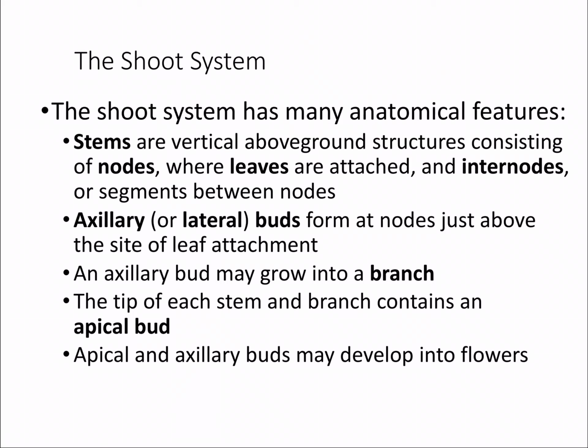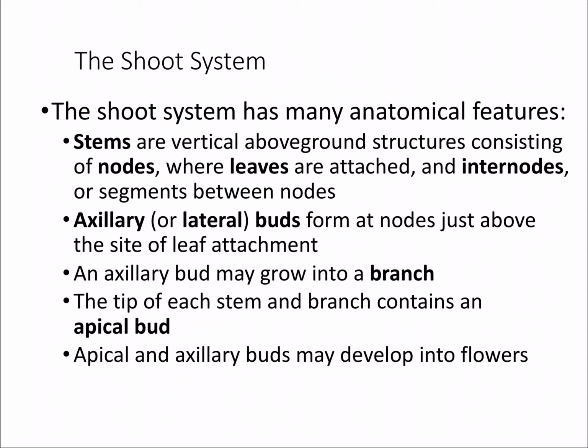So in terms of the shoots, so those are all the roots. Now let's look at the shoots. Lots of anatomical features here. So I mentioned some of this already, but we've got the stems being the vertical above ground structures of nodes where leaves are attached. Okay, in between those nodes, we've got internodes. Right. Coming off of the nodes, there's these little buds, these axillary or lateral buds where growth is going to take place. So if the conditions are right, they're going to grow into a branch.